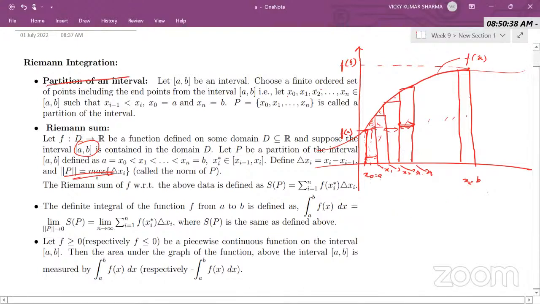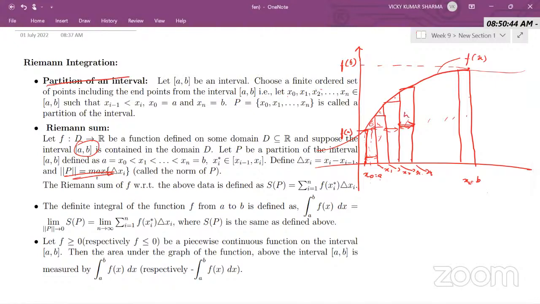Sir, 1 minute. x2 minus x1 equal to h, how, sir? I told you that this width, I'm claiming that this is h, and this is fixed. That is how I do it. Okay, basically, h means height? No problem. So now understand one more thing from here.